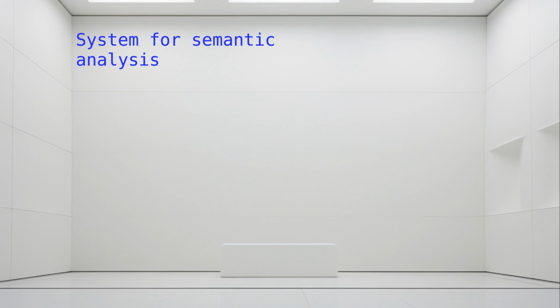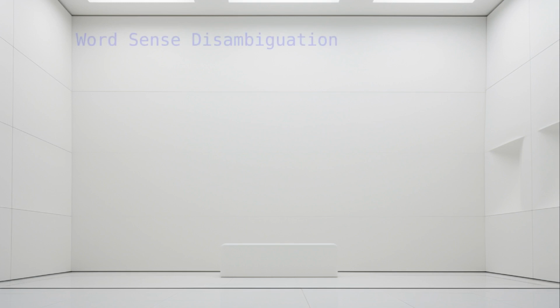Today I want to introduce a new system designed for semantic analysis of text. What makes this system unique is its ability to decipher the meaning of words that have multiple interpretations in the semantic dictionary. This task is known as word sense disambiguation.